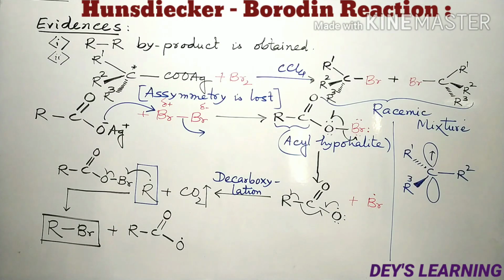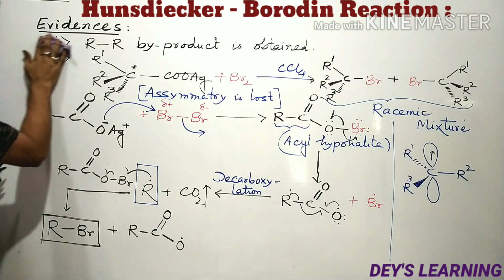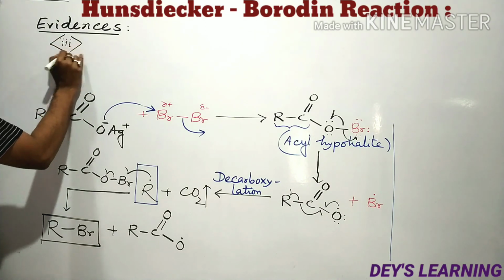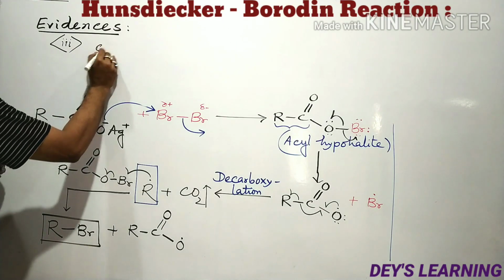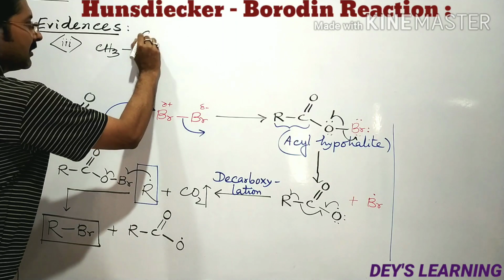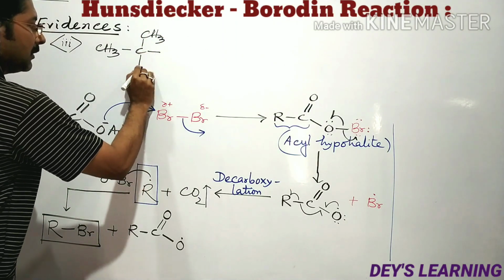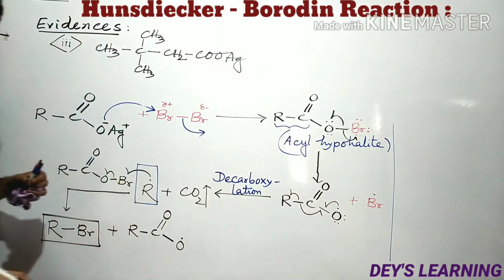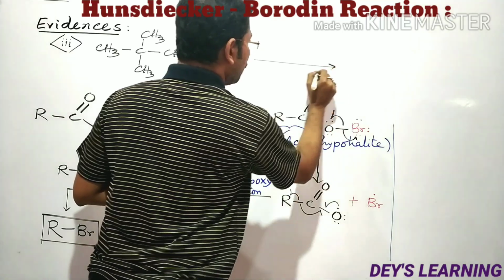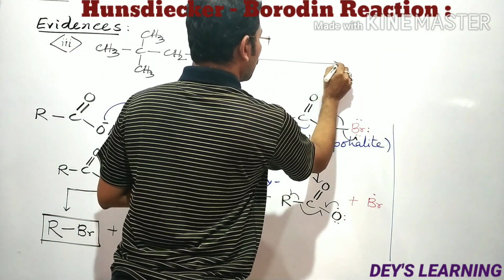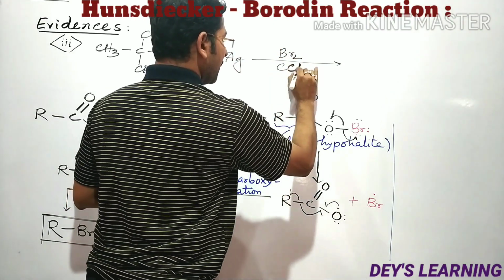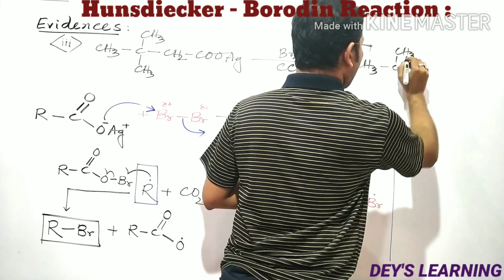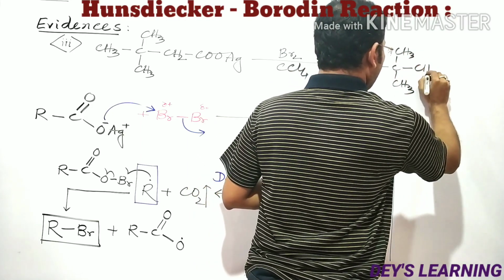Okay, there are many evidences also. Number 3 is, if we take a neopentyl carboxylic acid salt like this one, and treat this compound with bromine in CCl4, we will get the product, this one, with CH2Br over there.